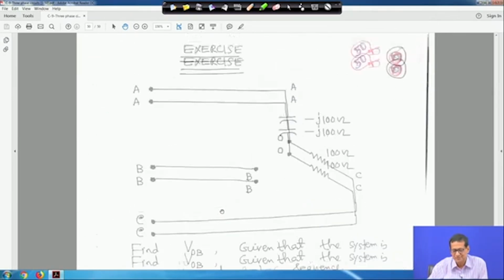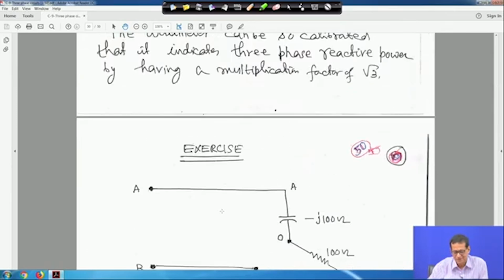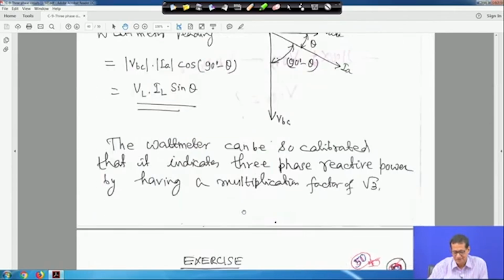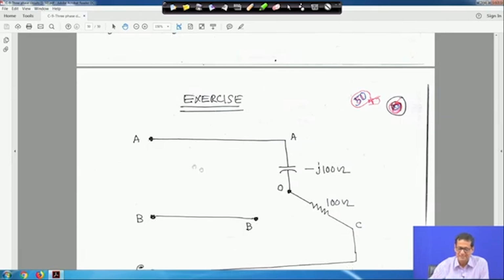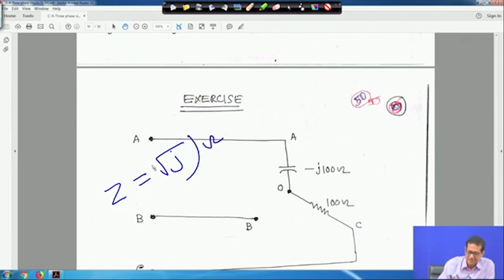Now, before you close this 3-phase circuit, I will tell you one or two things. Suppose it is given that the impedance of a circuit is Z equal to root j ohm. Then what is the value of R, and what is the value of X? If somebody asks you this, what will be your R value and X value?